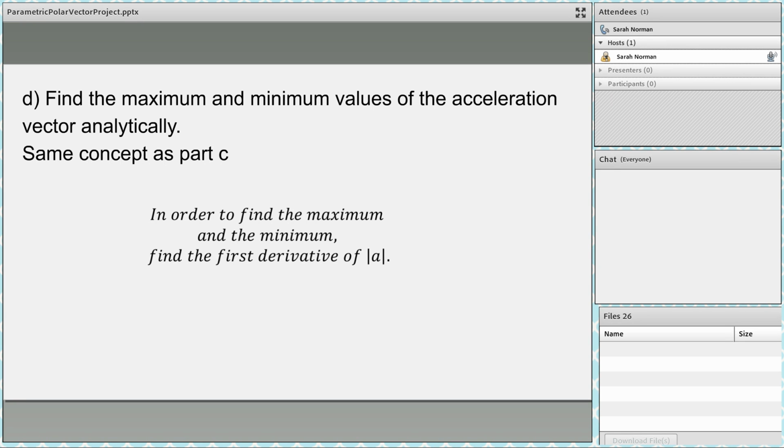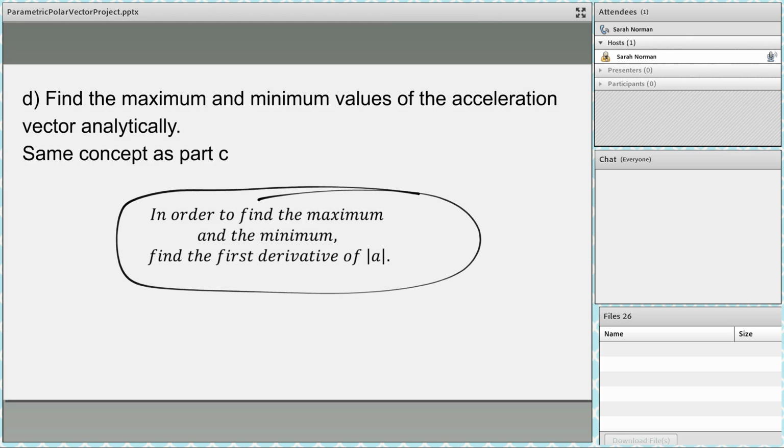Okay, so find the maximum and minimum values of the acceleration vector analytically. So that's going to be pretty much the same concept as part C. So in order to find the maximum and minimum, find the first derivative of the magnitude of A. So I really think that probably C and D are going to be the most challenging parts of this.